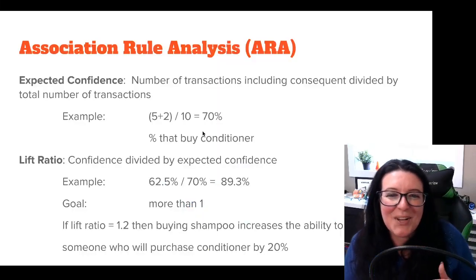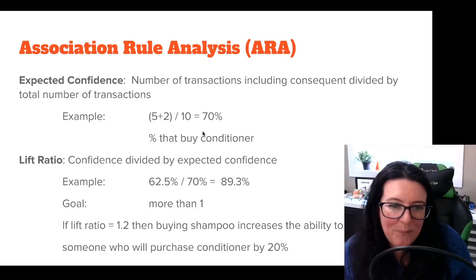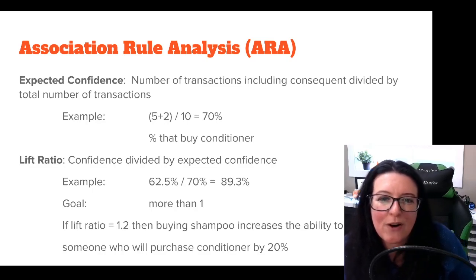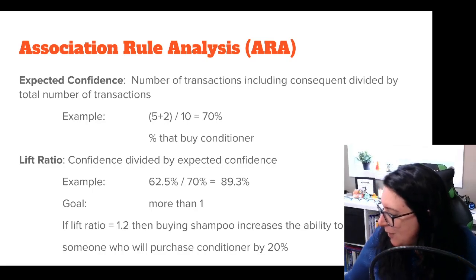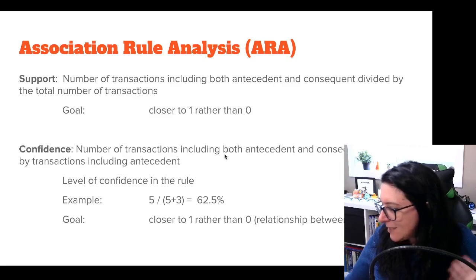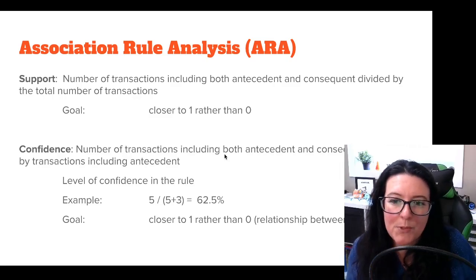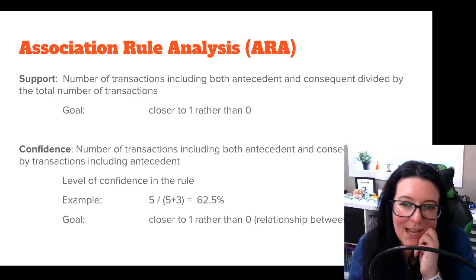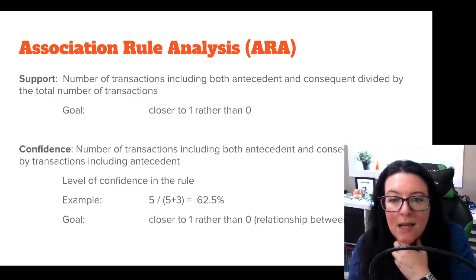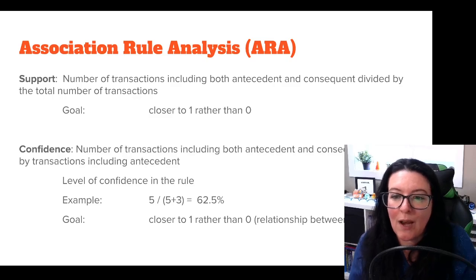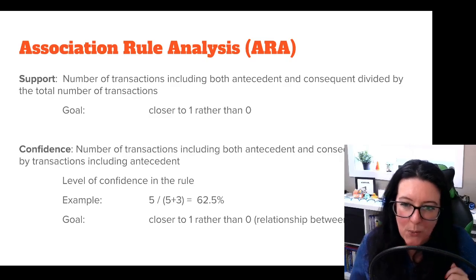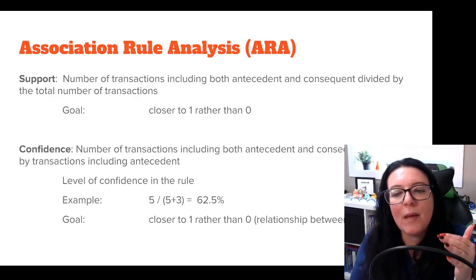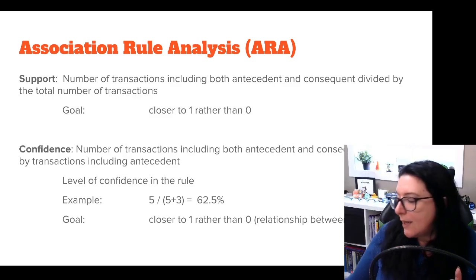Lift ratio. We want a higher lift ratio. The lift ratio comes from our confidence divided by the expected confidence. We already talked about confidence, right? That was, we want them to buy shampoo and conditioner together compared to the number of times they just bought shampoo. So not a lot of people just buying the antecedent. We want antecedent and consequent together so that we can say if they buy shampoo, then they buy conditioner.